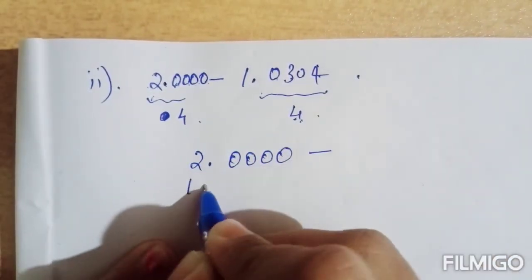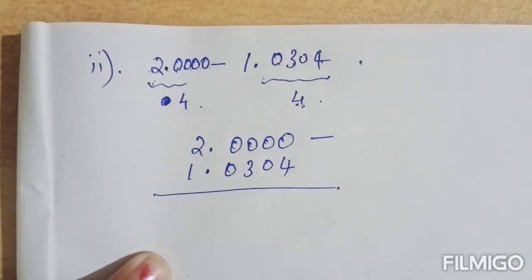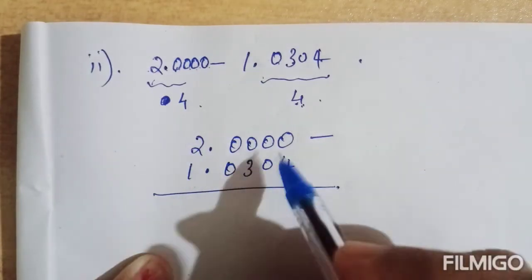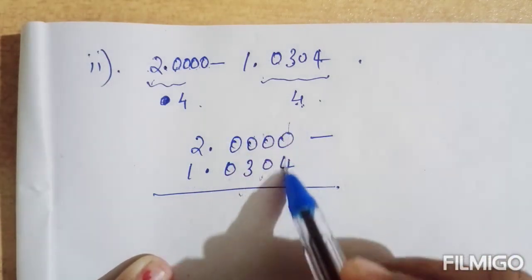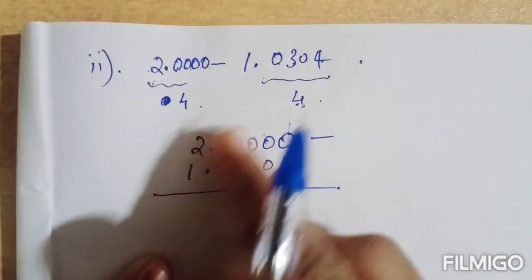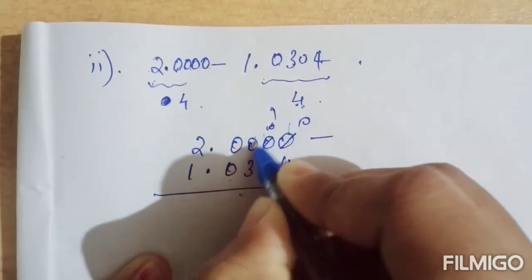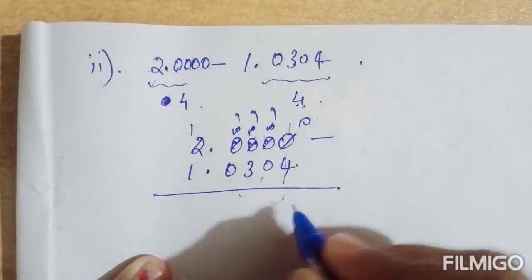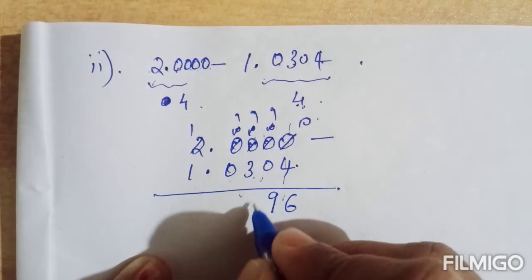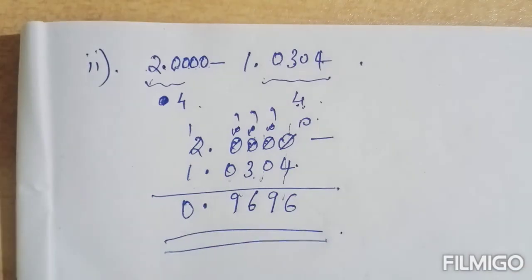2.0000 minus 1.0304. You can arrange the given decimal numbers column wise, but the ones place should come in the same column. Then the tenth place, hundredth place, thousandth place, ten-thousandth place, all should come in the same column. Okay, doing subtraction, what you will get: here 10, here 10, then 9, here 10, 9, 10, 9, here it will be 1. So 6, 9, 6, then again 9, 0.9696.